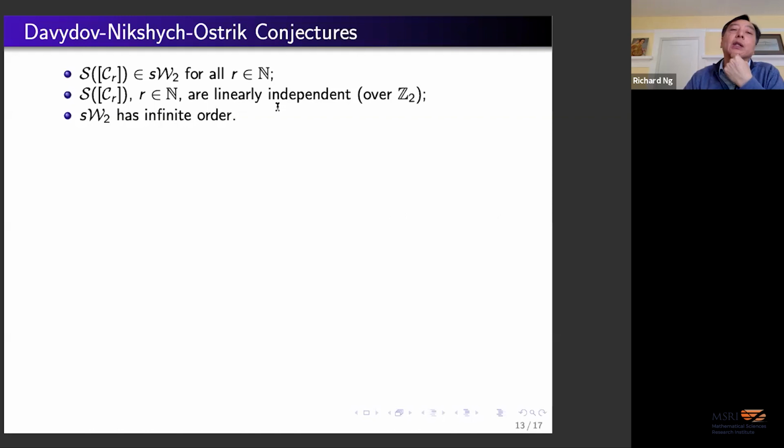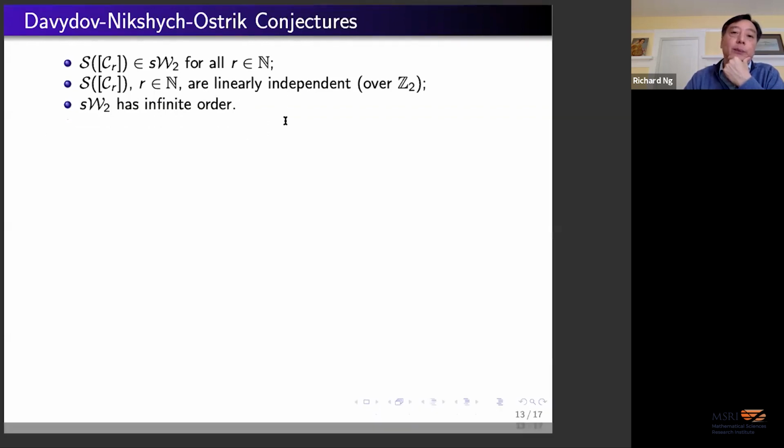And then the last one, because of these, particularly the first 2, that will imply SW2 has infinite order. So the first one largely comes from the first 2. If you can prove the first 2, then you can prove the last one. But instead of proving the first 2, we can establish the third one. We can partly establish the second one.